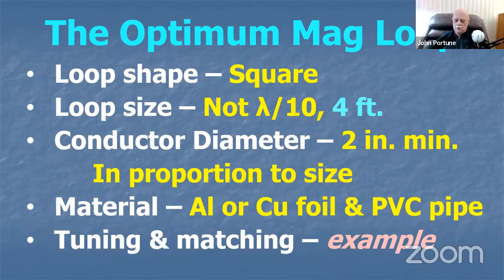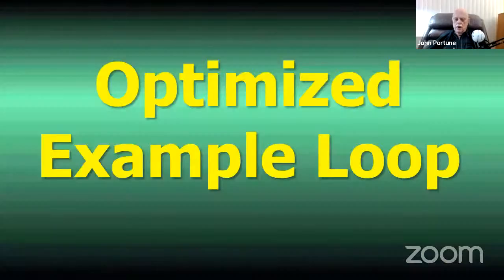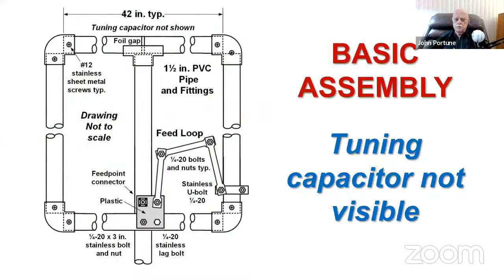Now, tuning and matching. I'll show you an example here. Here's my optimized mag loop, an example of it. There it is. You've probably seen this picture already, although this is cut down so you can see the elements. Made out of 1.5 inch PVC, covered with aluminum foil, with PVC corners screwed together and lined inside with foil, held up by another piece of 1.5 inch pipe. And it has a coupling loop on it there on the right, made of 3 14-inch lengths of 1/2 inch aluminum tubing bolted to a piece of plastic in the middle, where the connector is. That's the basic design, held up by a cradle at the top.